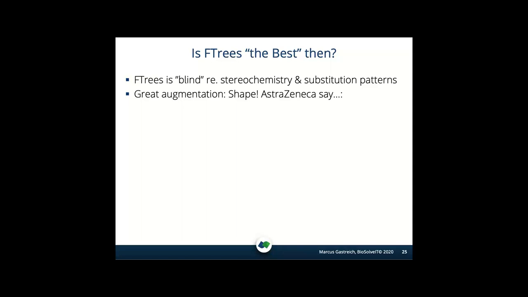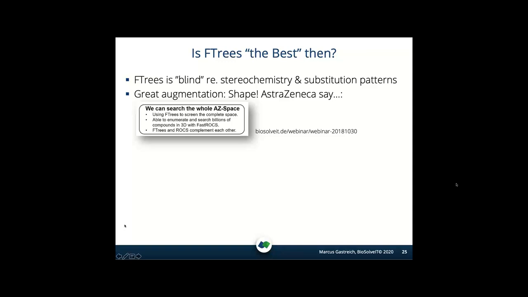So shape is the obvious thing because feature trees is also not capturing shape as such. There are radii in there, but it's not really shape. And stereochemistry will often have drastic effects on shape. So AstraZeneca say feature trees and ROCS complement each other. So use them both.